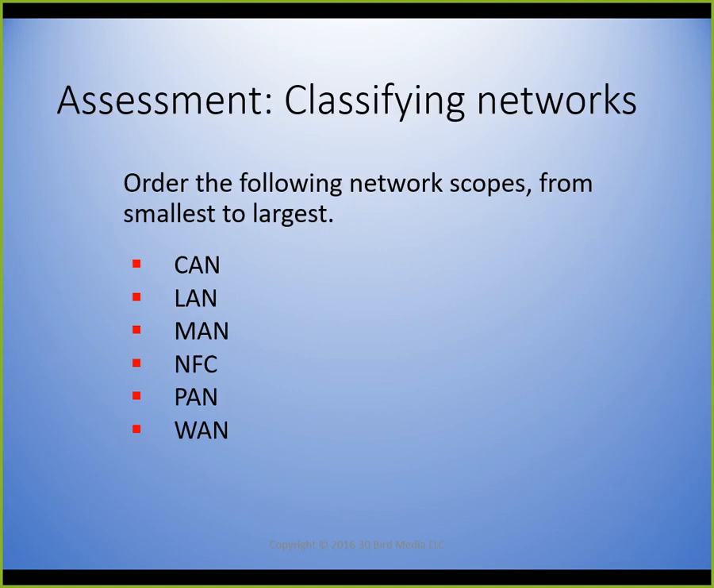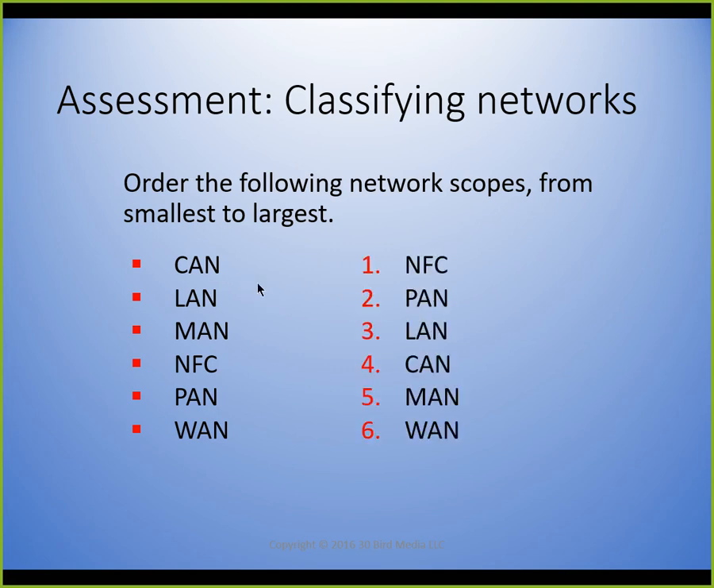Order the following from the smallest to the largest. Start out with which is the smallest? NFC, near field communication network. What's the next smallest after near field? PAN, a personal area network. Don't you love these abbreviations? And after that is the LAN, and after the LAN, CAN, MAN, WAN.